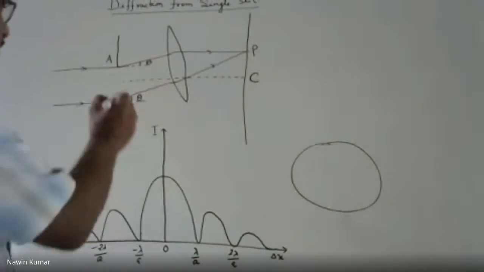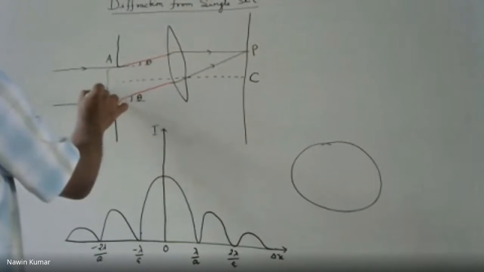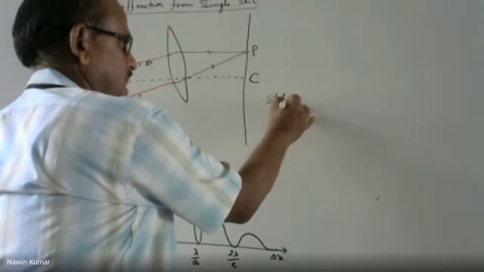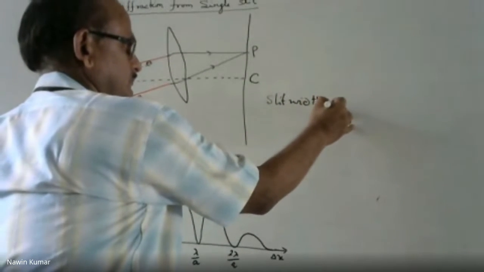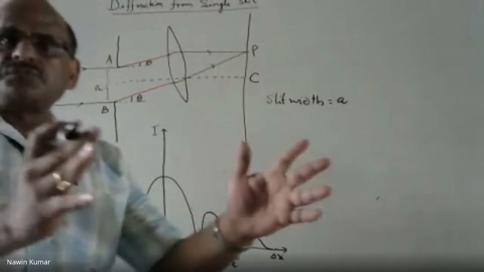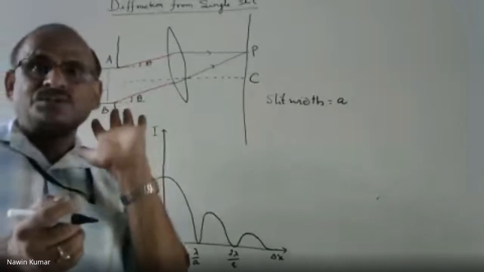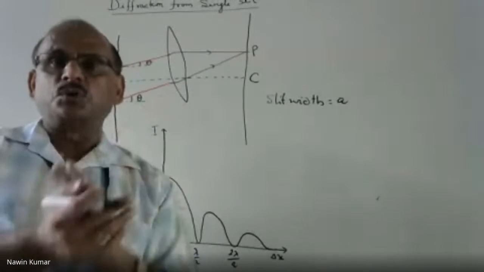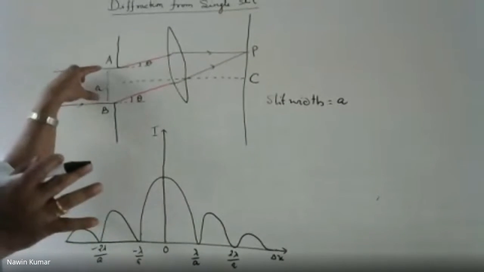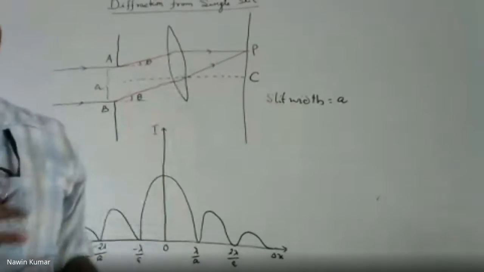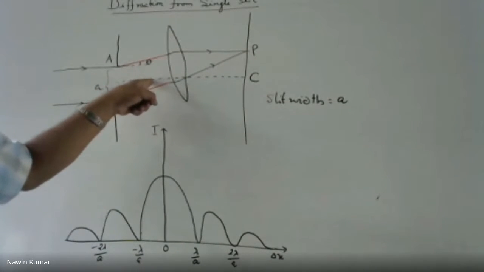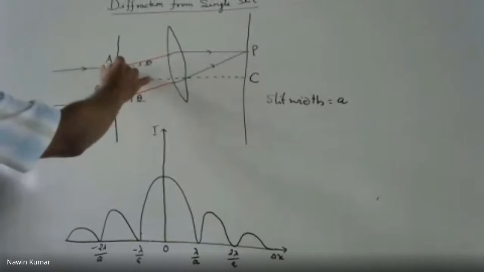For this purpose, let the slit width be A. In the interference we have taken the slit width D. Though here also we can take D, to differentiate these two phenomena clearly, we are taking a different representation. And theta is the angle of diffraction here. Then what will be the path difference?